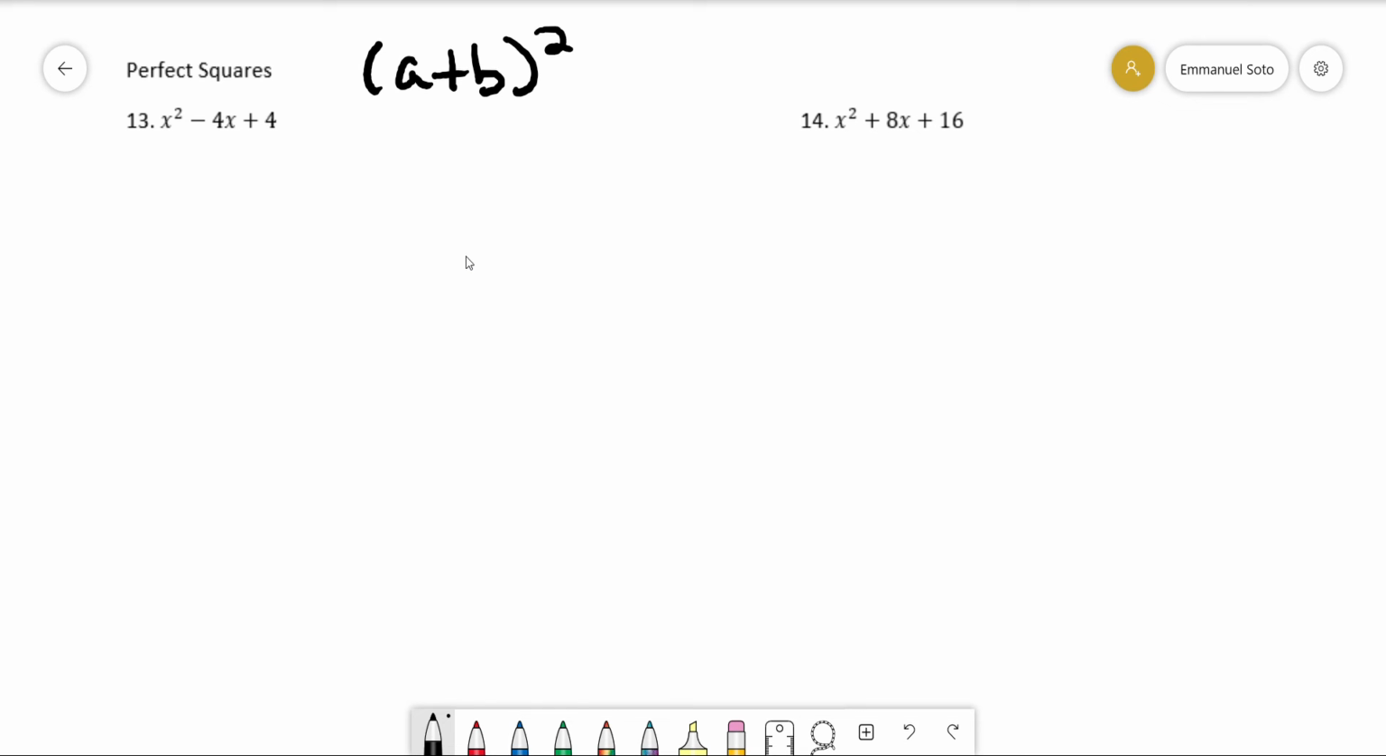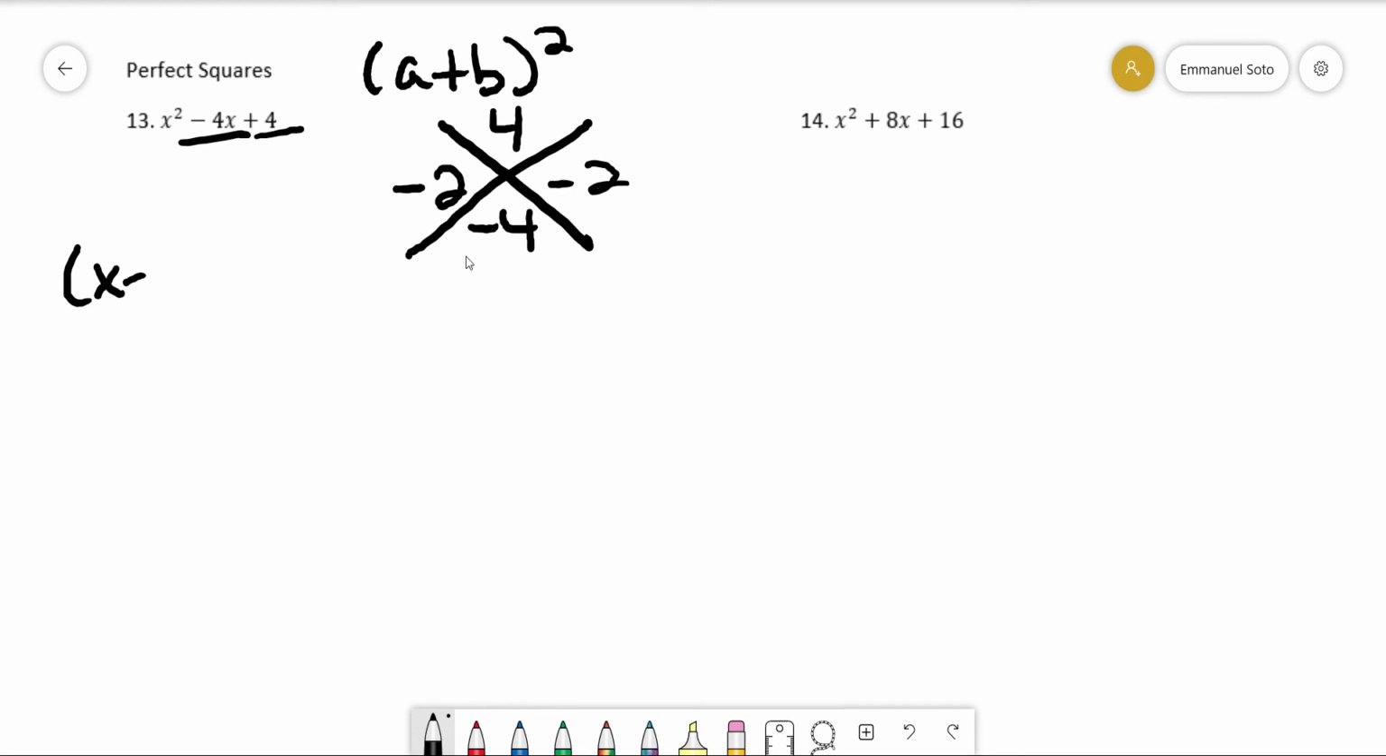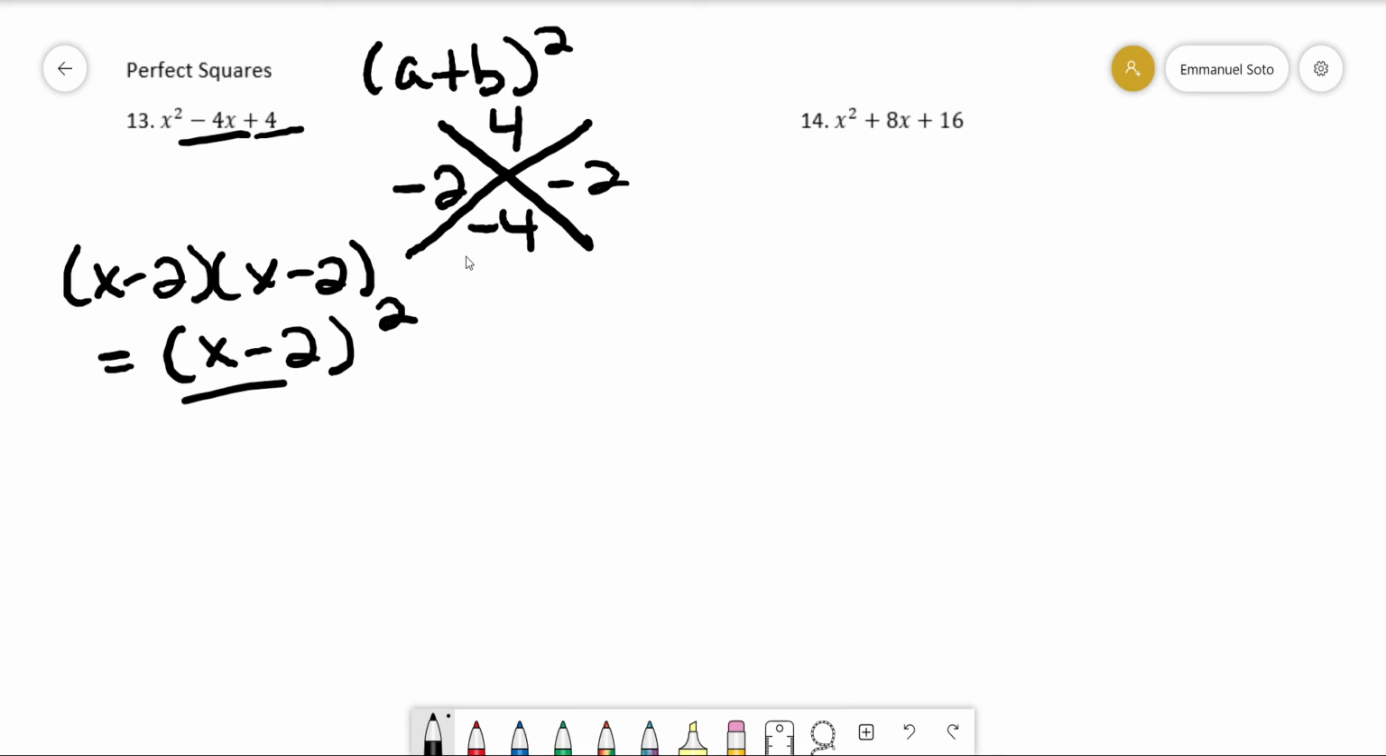You can do it the normal way. If you do this the normal way, then you have factors of 4 that add up to negative 4. The only thing that works here is negative 2 and negative 2. So in this case you have x minus 2 times x minus 2, which is the same thing as (x minus 2) squared. And that would be your answer. So you can do it this way.